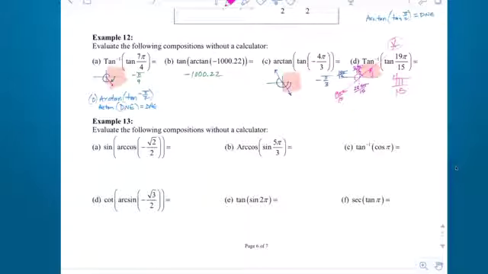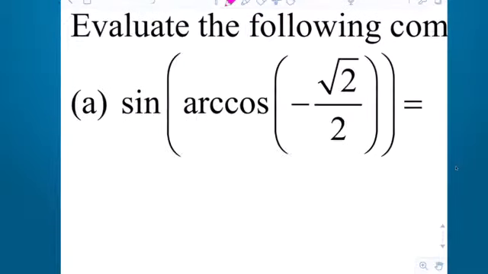But look at example 13 now. It says evaluate the following compositions without a calculator. Sine of arc cosine of negative square root of 2 halves. Do those have a shot at just undoing each other? No. Why? They're not inverses of each other. Sine and inverse sine are inverses. Cosine and arc cosine, but not sine and arc cosine.